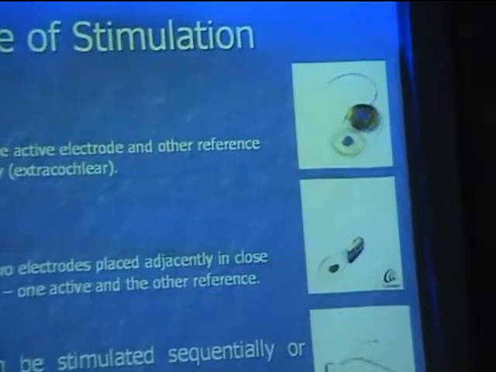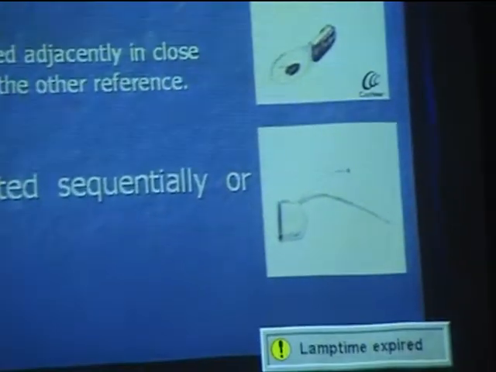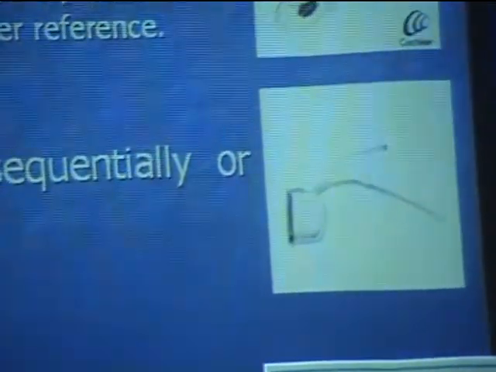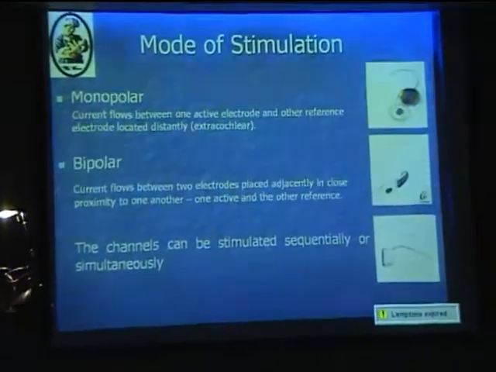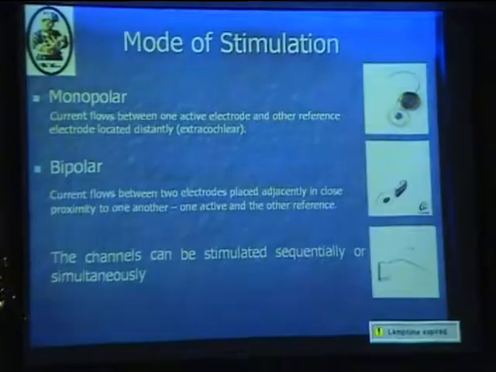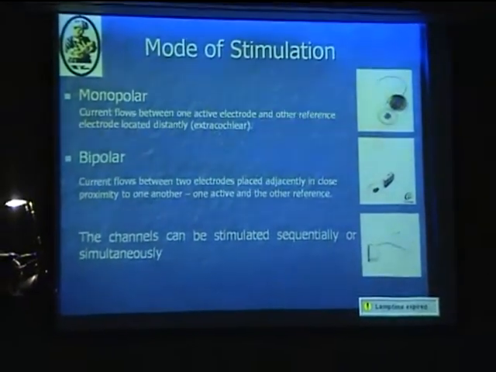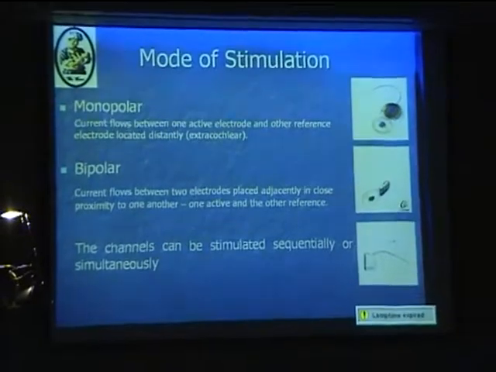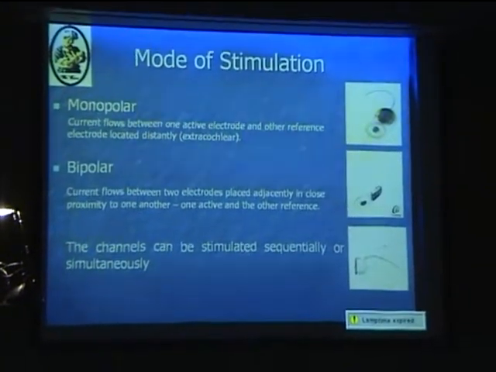Mainly the modes that are used by the cochlear implant systems are the monopolar mode, in which the current flows between one active electrode and the other reference electrode is located distantly, or maybe the extracochlear electrode. The other mode is the bipolar, where the current flows between two electrodes which are placed adjacently in close proximity to one another, in which one is the active and the other is the reference electrode.